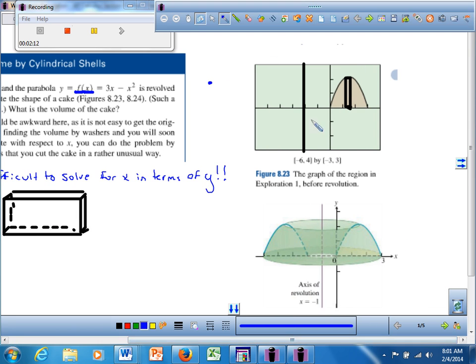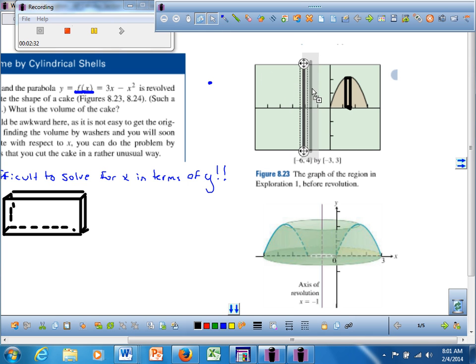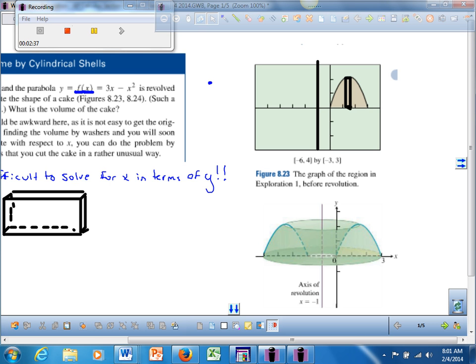So we're taking this parabola, and we are rotating it around the line x equals -1. Okay, so can we see how we would get that bundt cake?